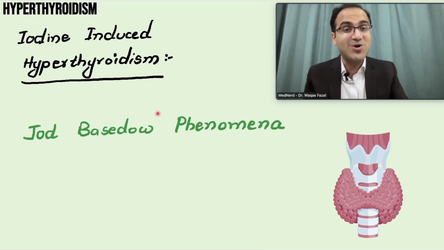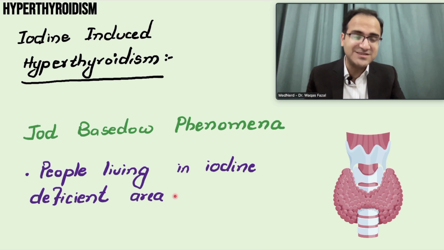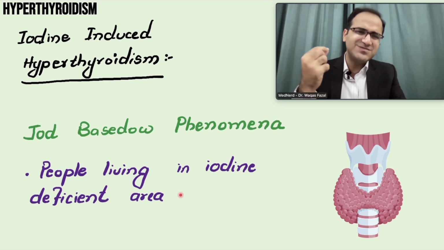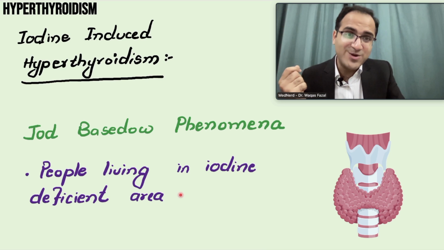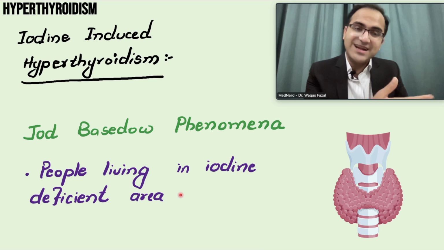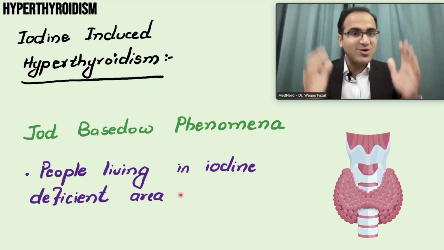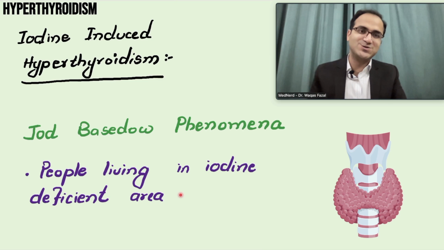That is called the Jod-Basedow phenomenon, and it occurs in people living in iodine-deficient areas where the thyroid gland is accustomed to a small amount of iodine in the diet, but when they come to areas where there is increased iodine in the diet, their thyroid gland takes up all the iodine and starts producing excess amounts of thyroid hormones. That is called the Jod-Basedow phenomenon.